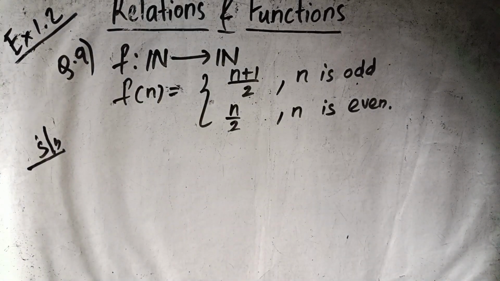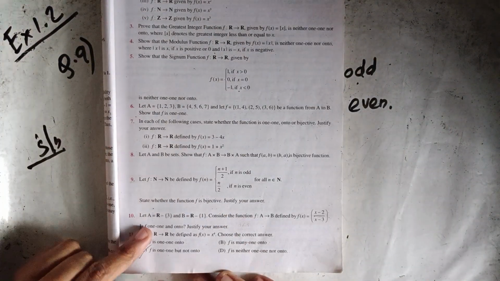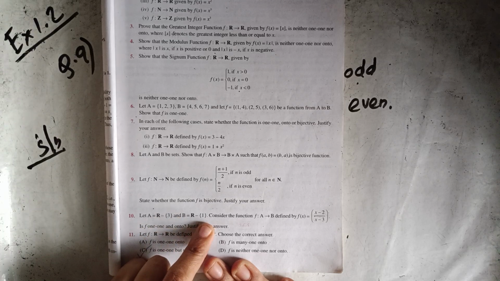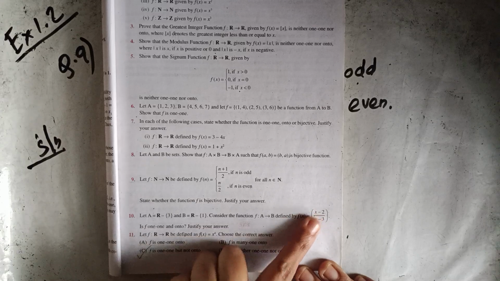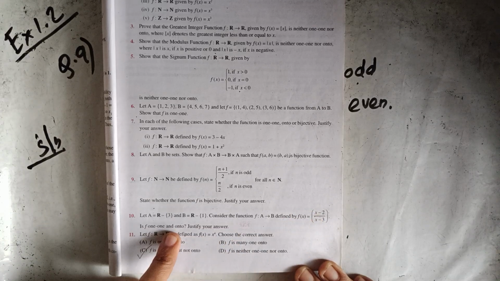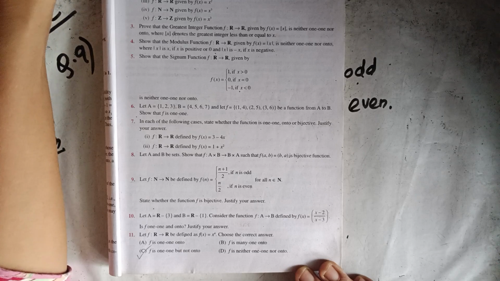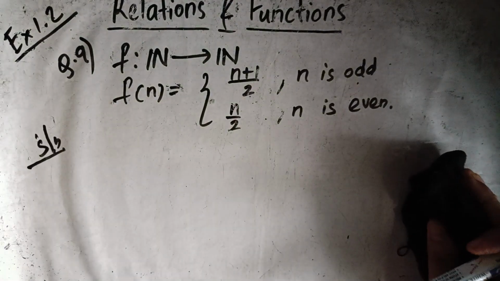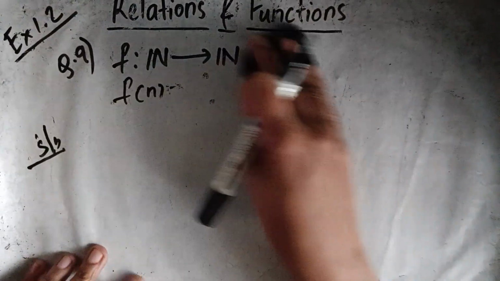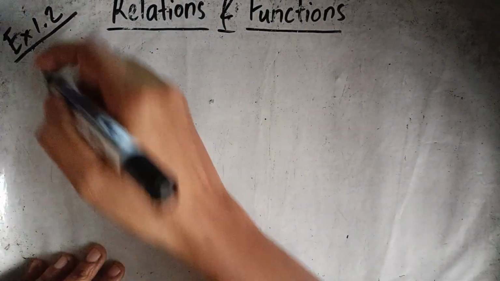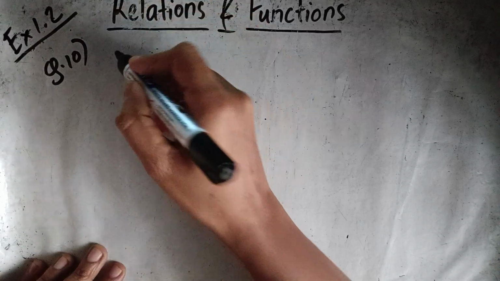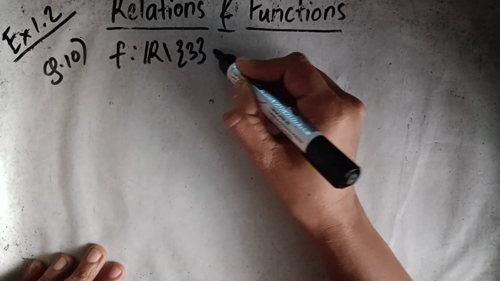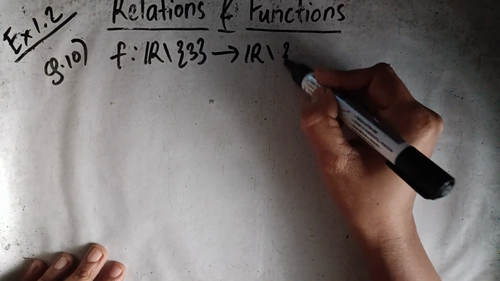Next question is, let A be R minus {3} and B be R minus {1}. Consider the function f, and show that it is one-one and onto, and justify your answer. First we will go for one-one. So f is from R minus {3} to R minus {1}.